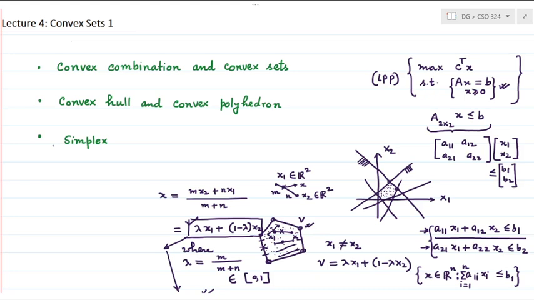And in order to identify that the vertices are precisely the basic feasible solutions, we have to get into some topics of convex analysis, very basic concepts. Those are convex sets, convex combination, convex hull, convex polyhedron, extreme points, simplex, and so on. So let's start our class today with the topic of convex hull. By convex hull, what do we mean?